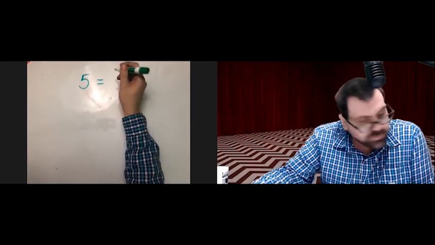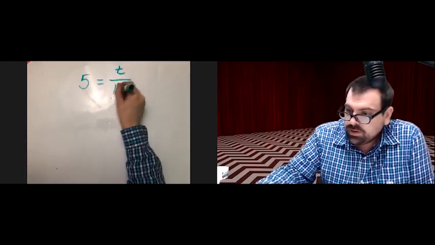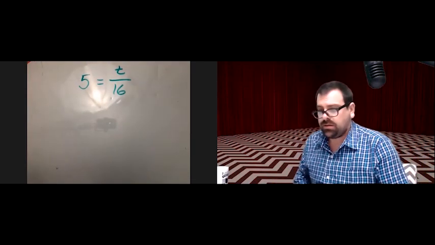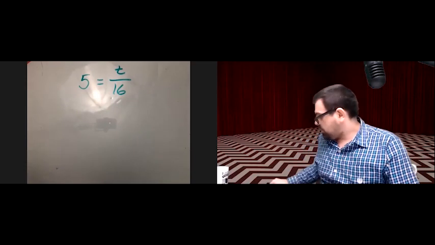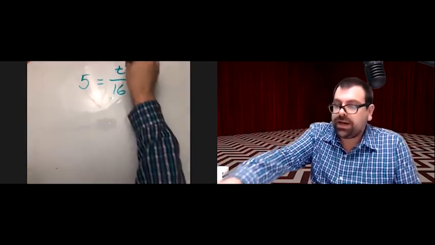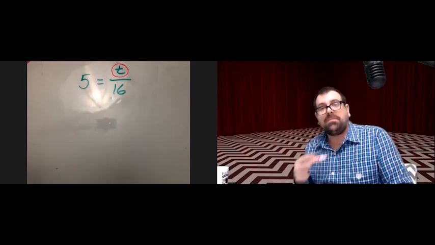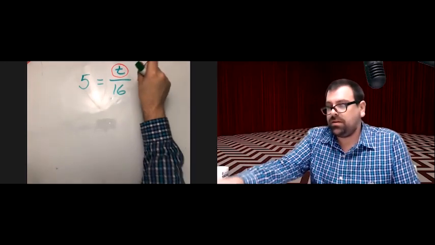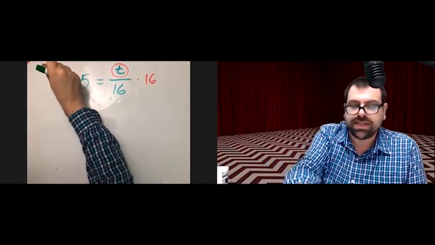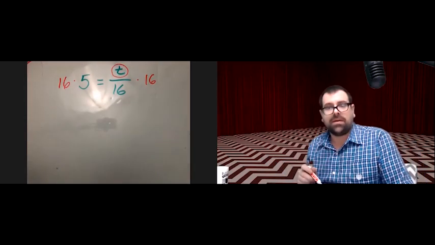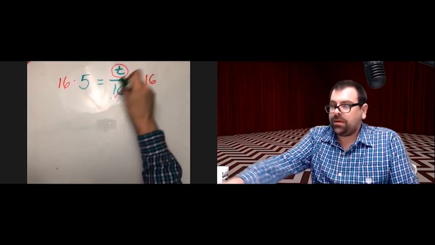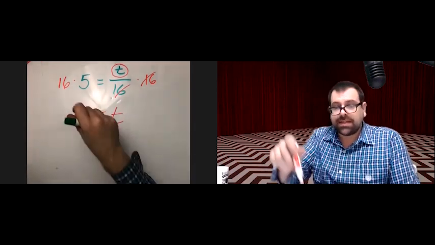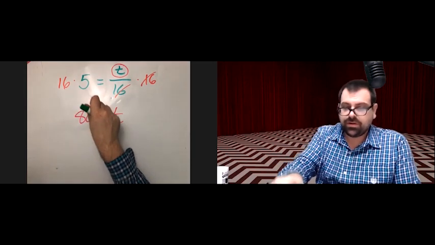Let's do another one like this one we had before. Here, 5 equals t divided by 16. We want to get the variable by itself. What is happening to the variable? It is being divided by 16. Do the opposite. Times 16 to both sides. Times 16. Cancels. Leaves t on the right. 16 times 5 is 80.